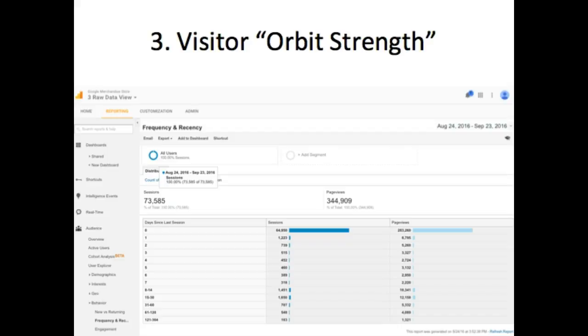And this is what we call visitor recency. So this is what we're looking at, what I just talked to you about. I'm going to go under audience to get to those charts that I just showed you. We're going to go under audience, behavior, and then frequency and recency. What I can see here on the screen, again, is the days since the last session.